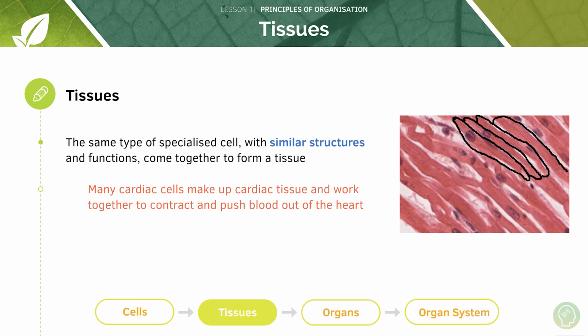And so these cardiac cells all join together to form cardiac tissue. Oh, and by the way, cardiac is the stem that we use to refer to heart-related structures. So cardiac cells are the muscle cells that we find in the heart. And these cardiac cells come together to form the cardiac tissue, and they then work together to contract and push blood out of the heart into the circulatory system.